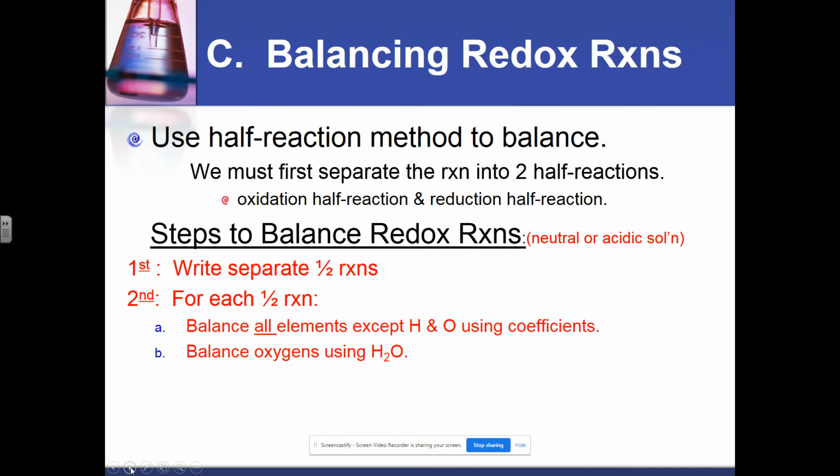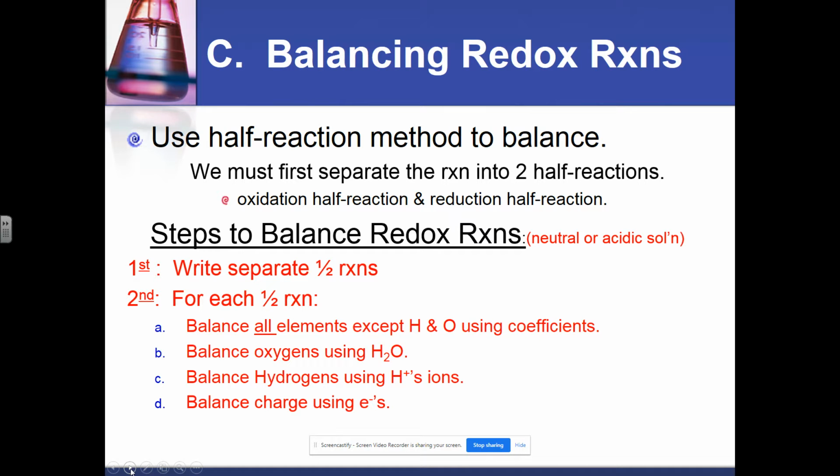Now here's where this balancing goes very different than a normal balancing equation. You're going to balance your oxygens using water molecules. So at this point, you will have added some hydrogens. So the next step is to balance the hydrogens. And you balance hydrogens by using hydrogen ions. Not diatomic hydrogens and not just an atom of hydrogen, but you use the H+ ions.